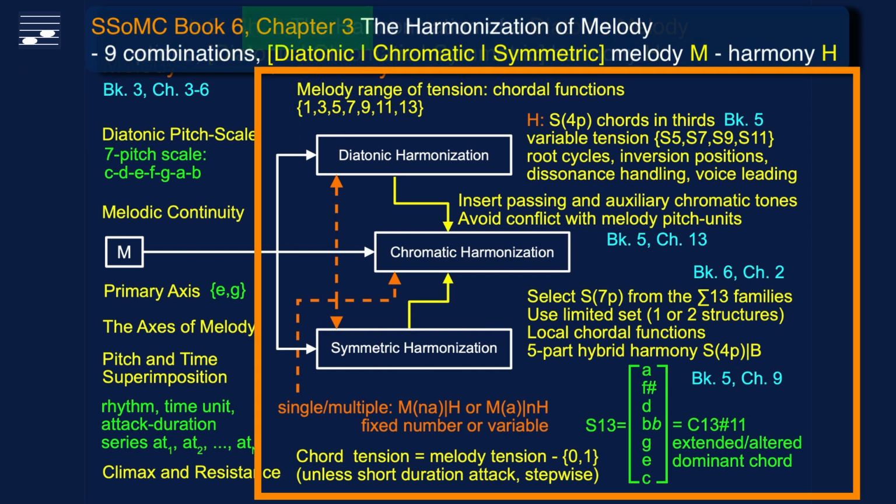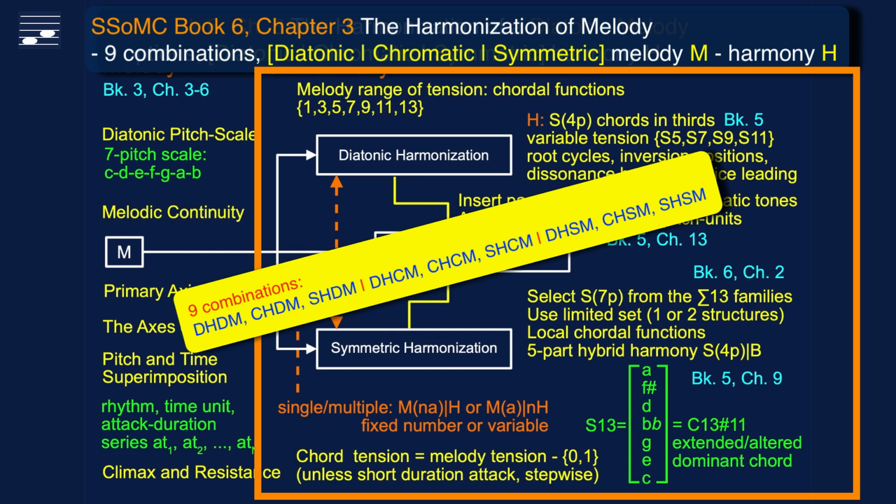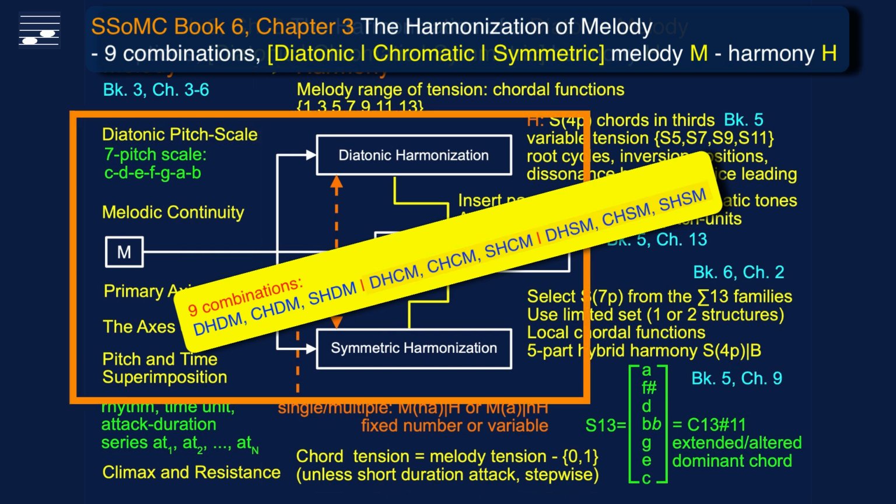Book 6, Chapter 3 presents 3 harmonization approaches: diatonic, chromatic and symmetric. The melody may also be of either type, so we have a total of 9 possible combinations, but when the source melody is diatonic, that set reduces to 3 options.